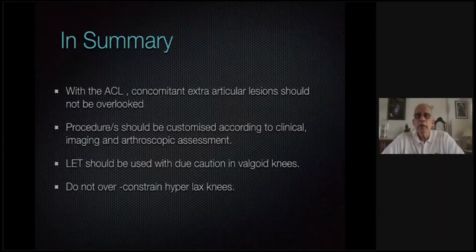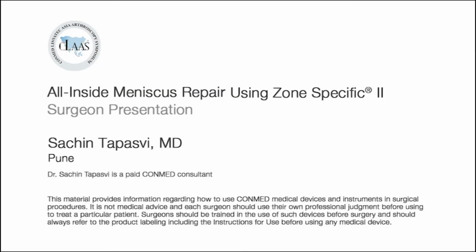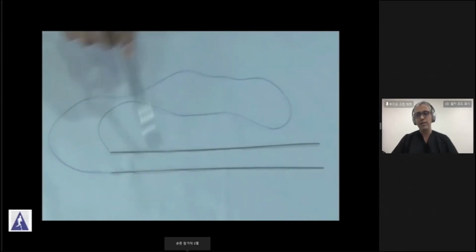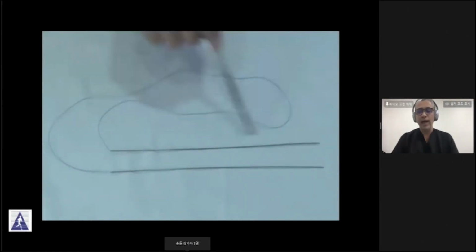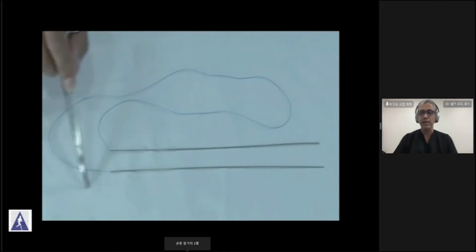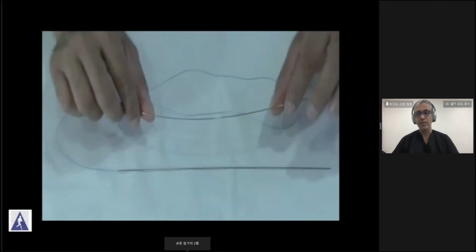Thank you very much. So essentially, we'll be talking about how we use the Zone 2 cannula system for doing all inside meniscus repairs and inside out meniscus repairs.